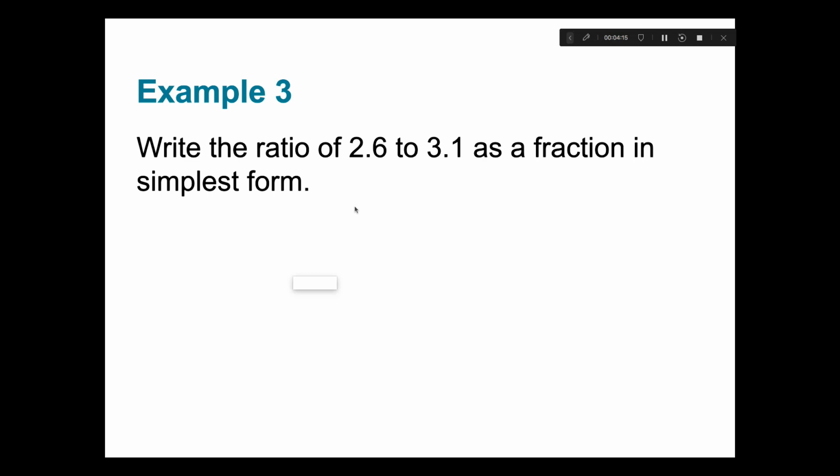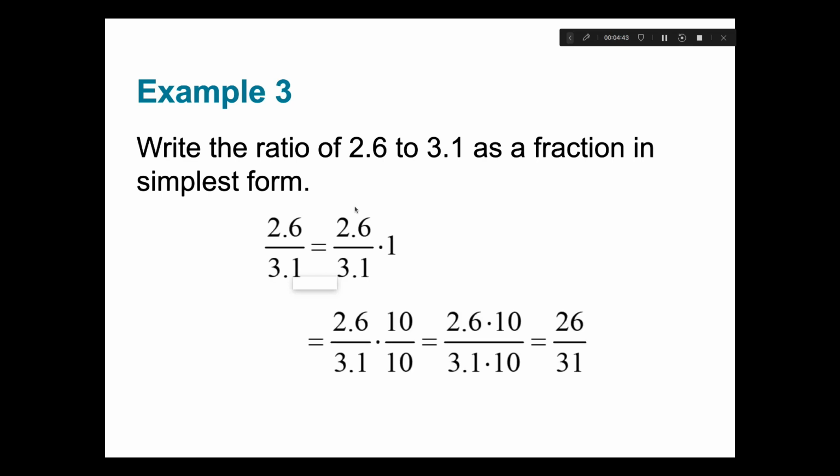Next, we have 2.6 to 3.1. If I'm going to write that as a ratio in fraction form, which number goes on top? 2.6. Okay, we want that in simplest form. These both have one place after our decimal, right? So the Pearson book says we should multiply each of them times 10 and get rid of that decimal point. Just turn them into whole numbers.